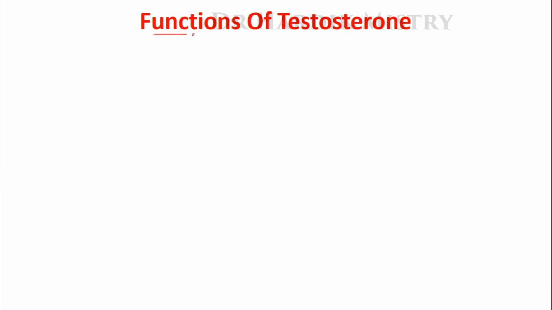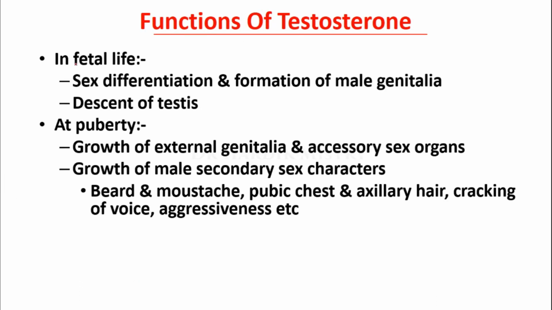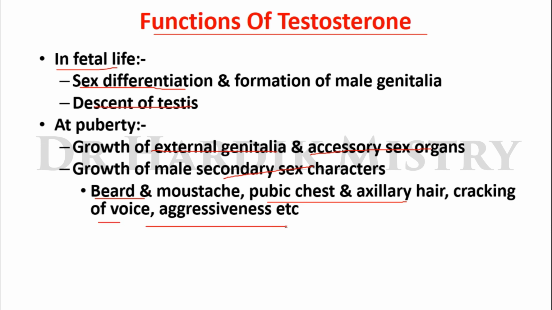Now the functions of testosterone hormone. In the fetal life, sex differentiation and formation of male genitalia, and the most important function of testosterone is the descent of testes. At the time of puberty, it stimulates the growth of external genitalia and accessory sex organs, and growth of male secondary sexual characteristics. This includes the beard, pubic, chest and axillary hair, cracking of voice and aggressiveness.